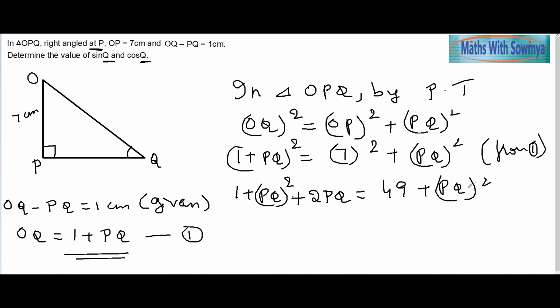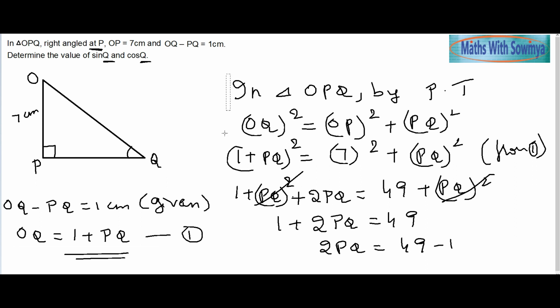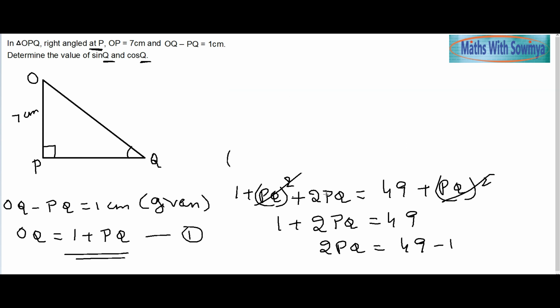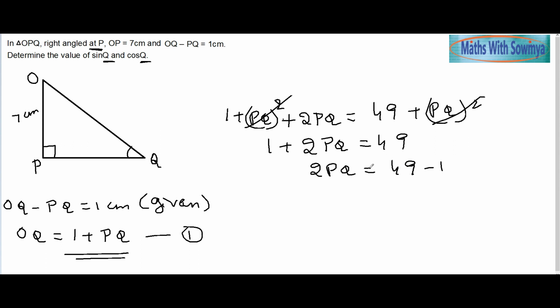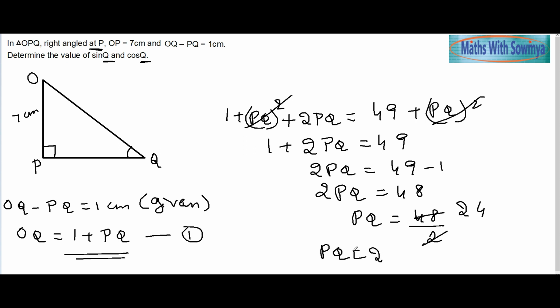We get 1 plus 2PQ plus PQ square equals 7 square, which is 49, plus PQ square. PQ square, when you bring it to the left hand side, becomes minus and gets cancelled. So what are we going to get? 1 if I shift it over here, we are left with this much. So 2 times PQ is 49 minus 1, so 2 times PQ is 48. PQ is 48 by 2, so we got PQ equal to 24 centimeter.